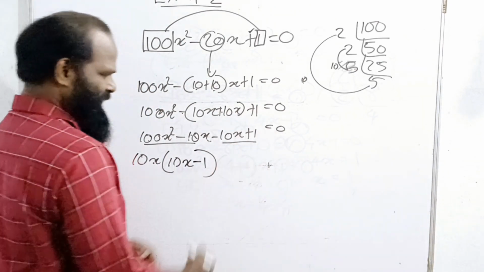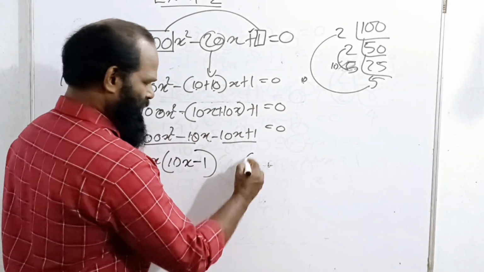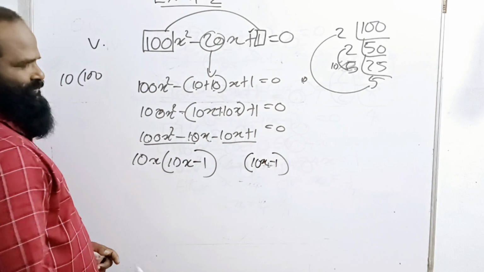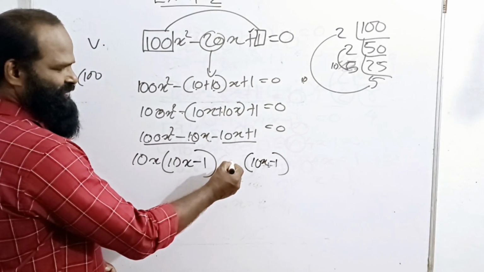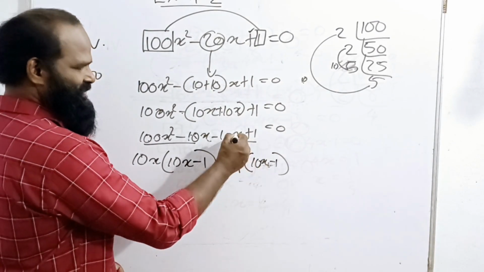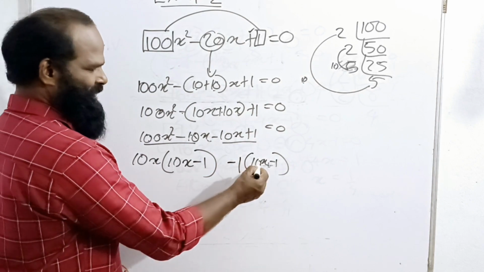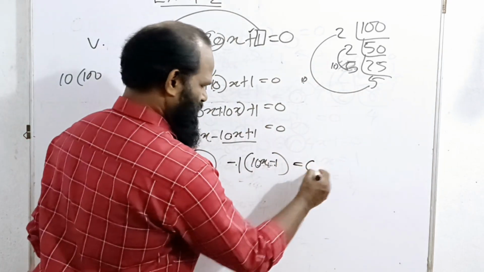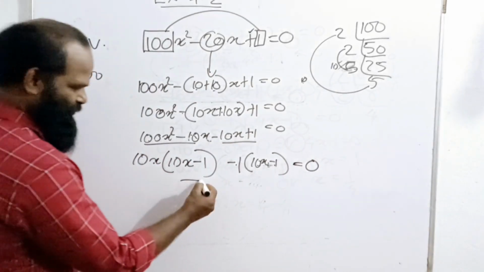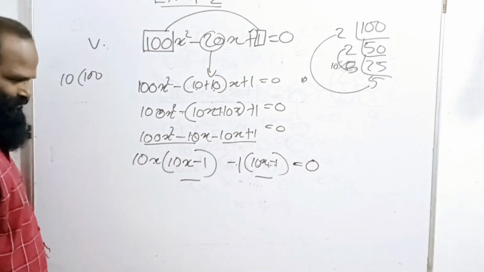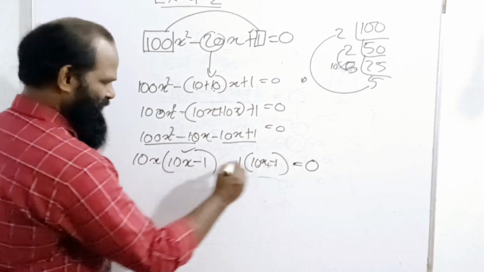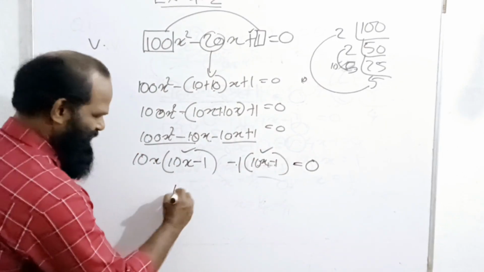Again, when you come over here, write the same binomial, 10x minus 1. What is the number here? 1 into 10x is 10x. Negative 1 into 10x is negative 10x. Negative 1 into negative 1 is positive. It's clear. So these two binomials should always be the same. And now 10x minus 1, 10x minus 1. We write once.